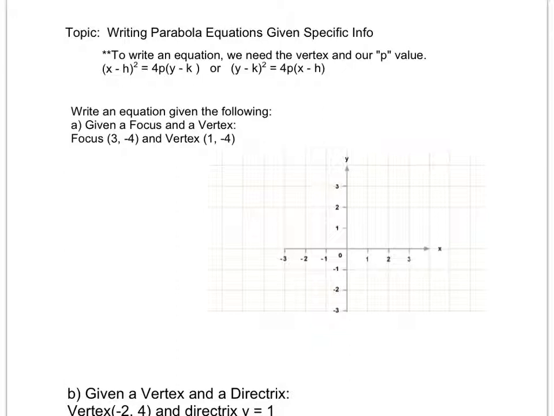So the video is going to be broken into two parts. So there's part 1 and part 2. So part 1, we're going to be given a vertex in both of our examples. And then in part 2, we're going to look at what happens if we're not given a vertex.